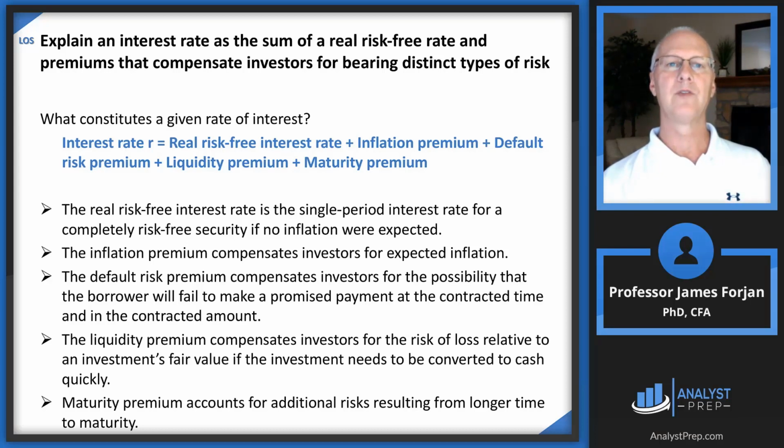All right, let's go ahead and describe the scenario under which a borrower and a lender agree on the terms of a loan. That interest rate has to be the sum of the real risk-free rate of interest plus other things that the lender requires compensation for. So what constitutes a given rate of interest? It's going to have several components. It's going to have the real risk-free rate of interest, a premium for inflation, a premium for default, a premium for liquidity, and a premium for maturity. Let's look at each of those in the bullet points.